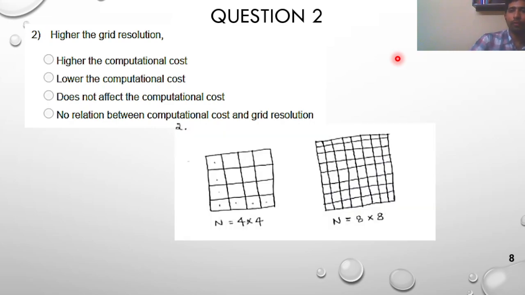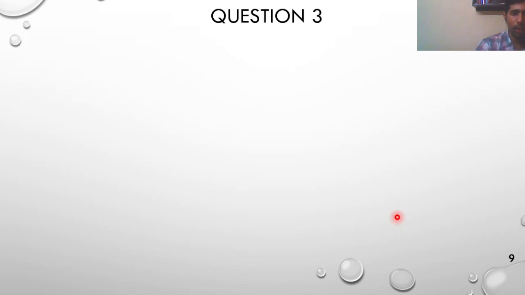So instead of solving 16 linear algebraic equations for a 4 cross 4 grid, I have to solve 64 linear equations. So I have to do a matrix inversion, Ax is equal to b. The size of A will go from 16 to 64, so the matrix A becomes 64 cross 64. So definitely that is more computationally costly. So yes, A is the correct answer.